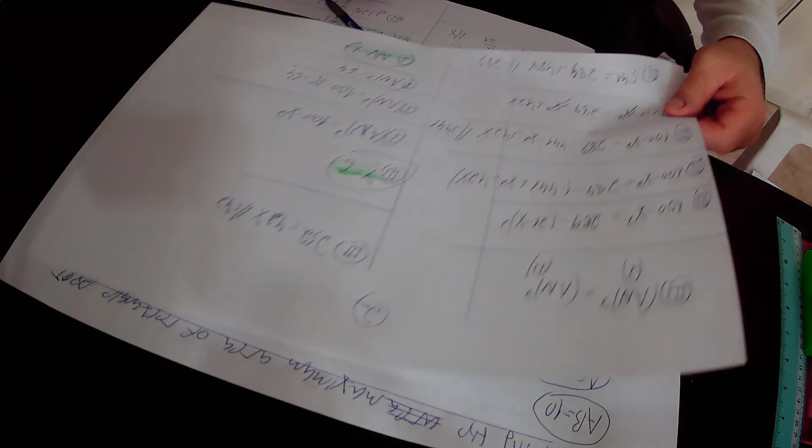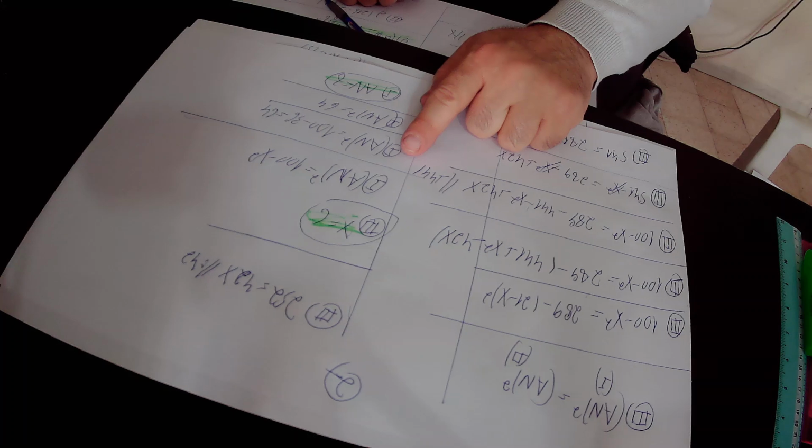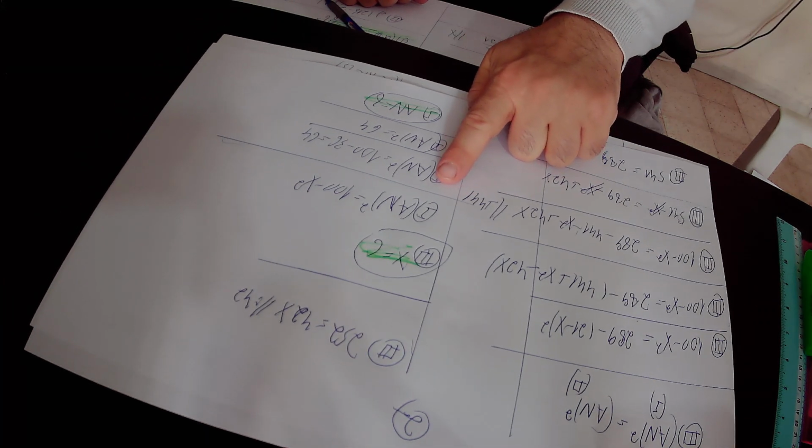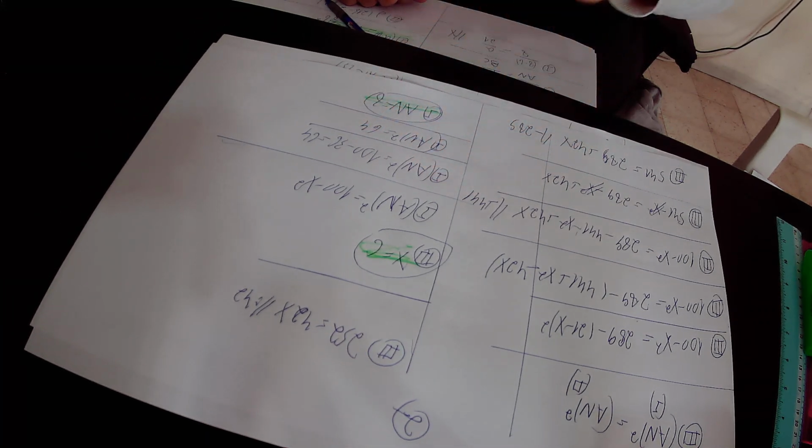In the next step, we return to our first equation, that is to say, AN squared equals 100 minus x squared.